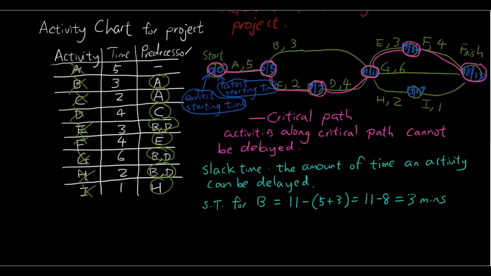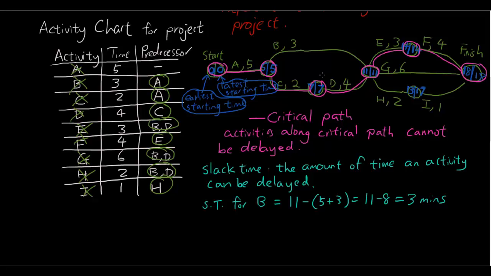Why is it 3 minutes? I'll say it again, because we are starting B on the 5th minute. B only takes 3 minutes, so we'll finish B on the 8th minute, but we don't have to have B finish until the 11th minute as stated in this note here. So therefore we have 3 minutes spare, and we can possibly delay B for 3 minutes before we start it.